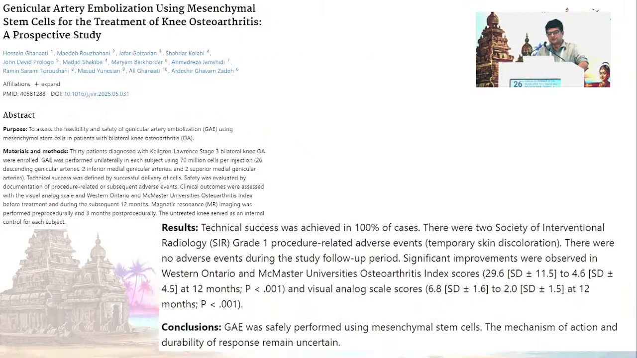This paper has shown that they have injected stem cells after embolization. It is safe, and the durability we don't know because this is just a single paper. They have injected 70 million stem cells per injection and in each artery. So they have injected in medial arteries only, and this is just a single paper, so we are not sure about the safety.